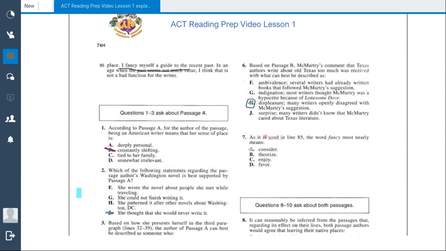Number 7. In line 85, the word fancy. So, I fancy myself as a guide. So you can literally take this word and replace it in the sentence and figure out which word works best. And so the answer is obviously A.